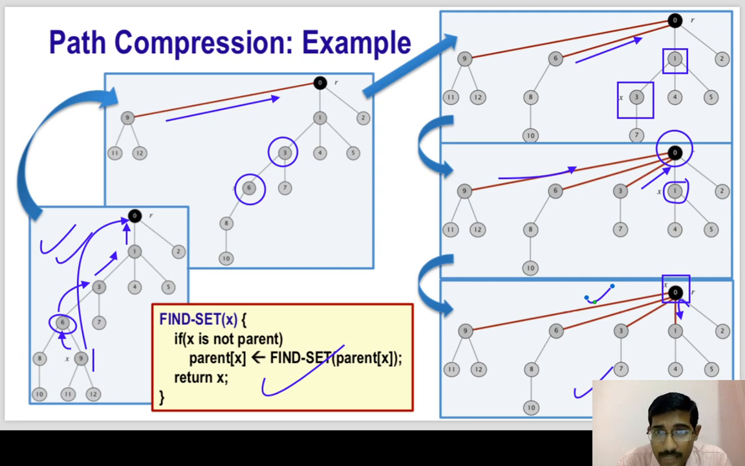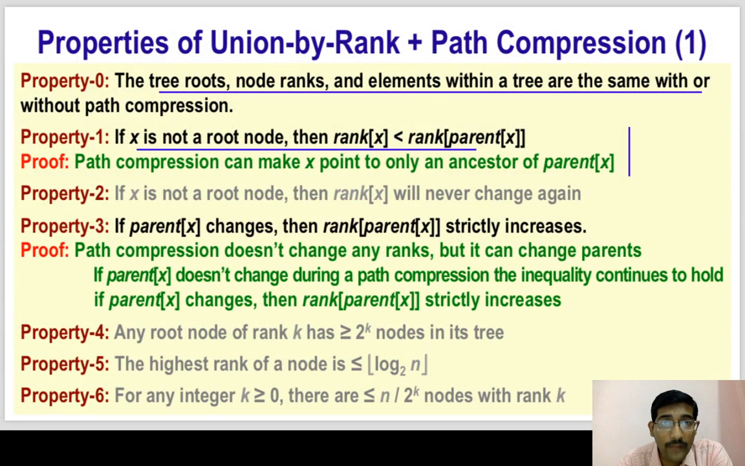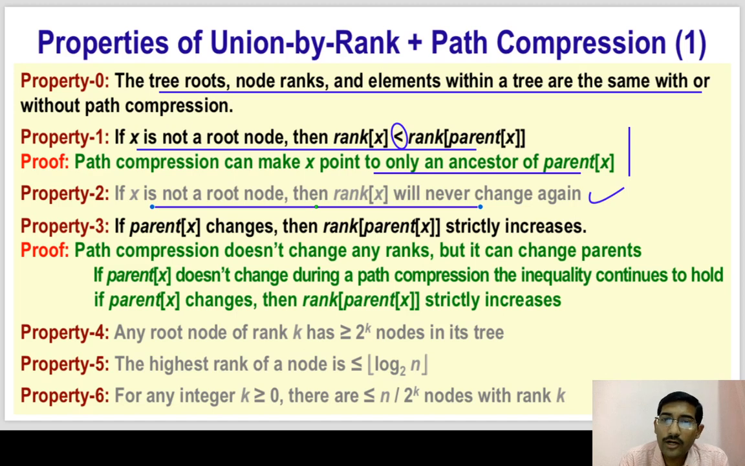So for the new links that we are making, the ranks of the parent values are also increasing. Path compression can make x point only to an ancestor of parent x, and an ancestor of parent x obviously has a higher rank. So this inequality still holds. This is just like we have proven with union by rank, because if x is not a root node, then the rank of x will never change. We are not changing the rank of x, we are only changing pointers in the path of finding some element and making it directly attachable to the root.